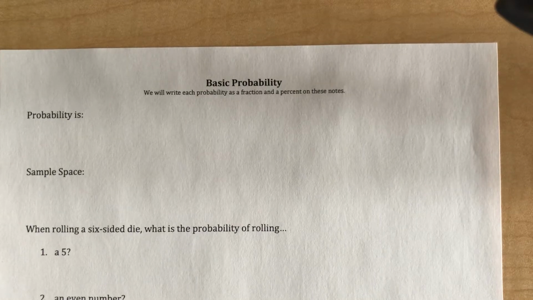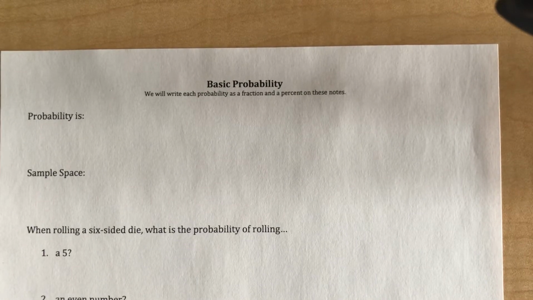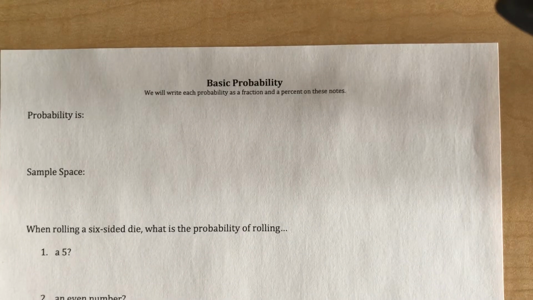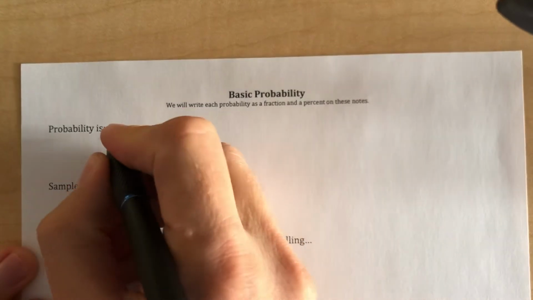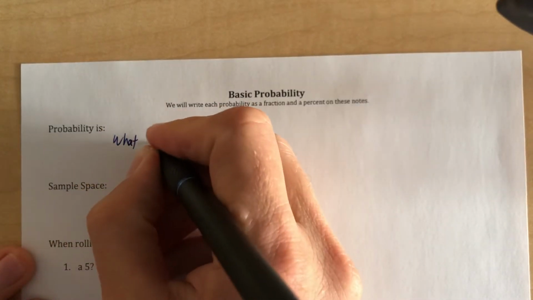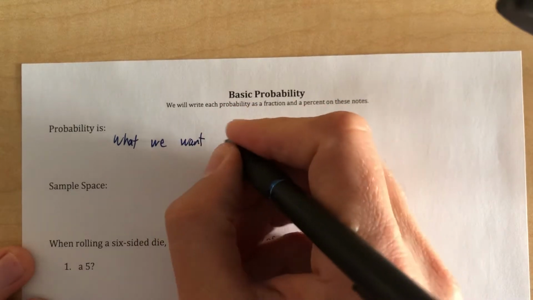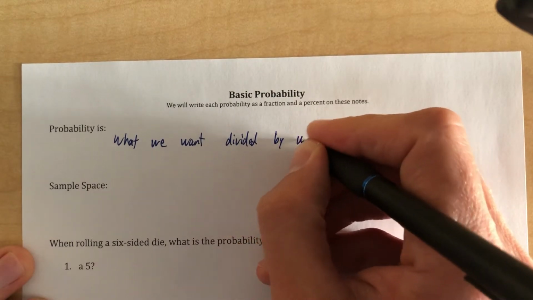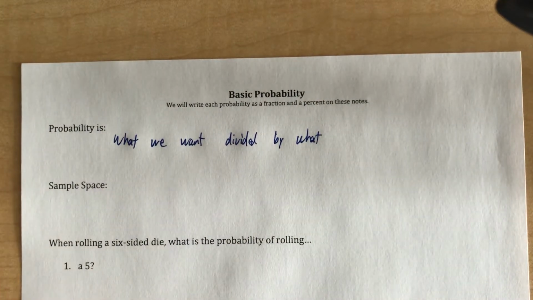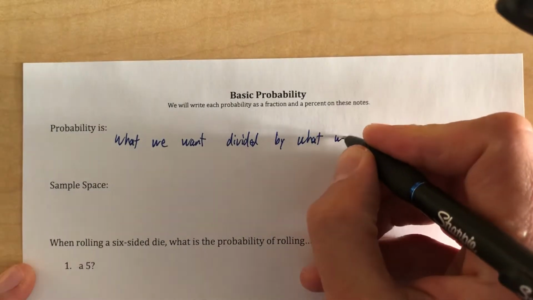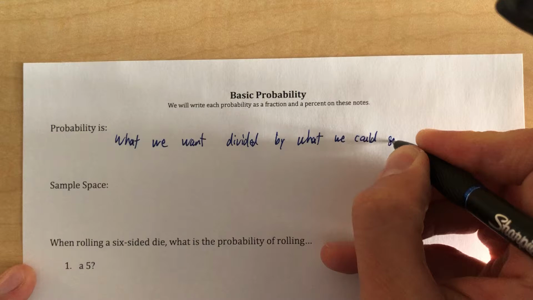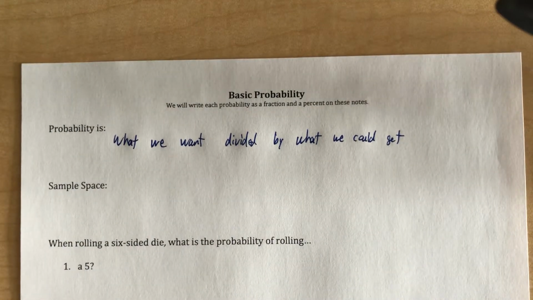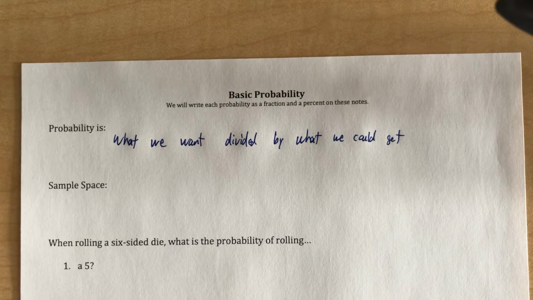Okay, this lesson is going to seem like a big departure from what we've been doing, but it's necessary to build to where we're going. So first of all, probability is, and I'm just going to put it very simply, what we want divided by what we could get. Now that is not a good mathematical definition, but I'm going to use that phrase as we go. Technically it's going to be the number of times we could get what we want divided by the number of things that we could get. I will clarify that as we go.